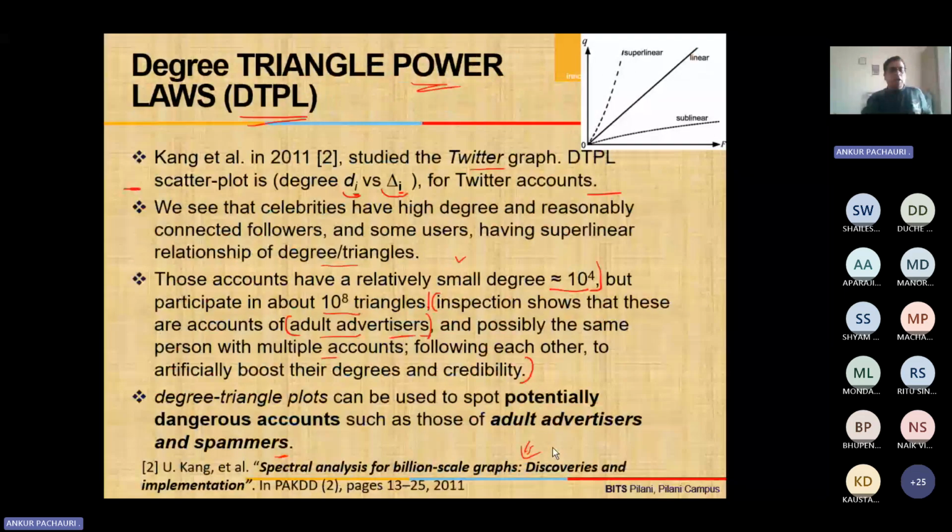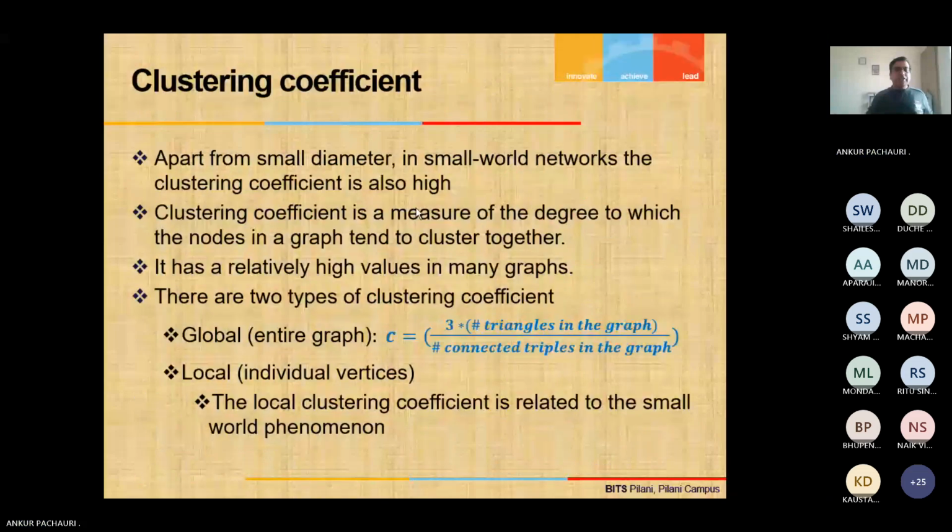Okay. Now there's one more word, which is clustering coefficient. Apart from the small diameter, I think now you are aware of what a small diameter is. Small diameter means reachability with a hop distance of 6 or less. So apart from the small diameter, in a small world network, the clustering coefficient is also high. Now, what is a clustering coefficient and what does it do?